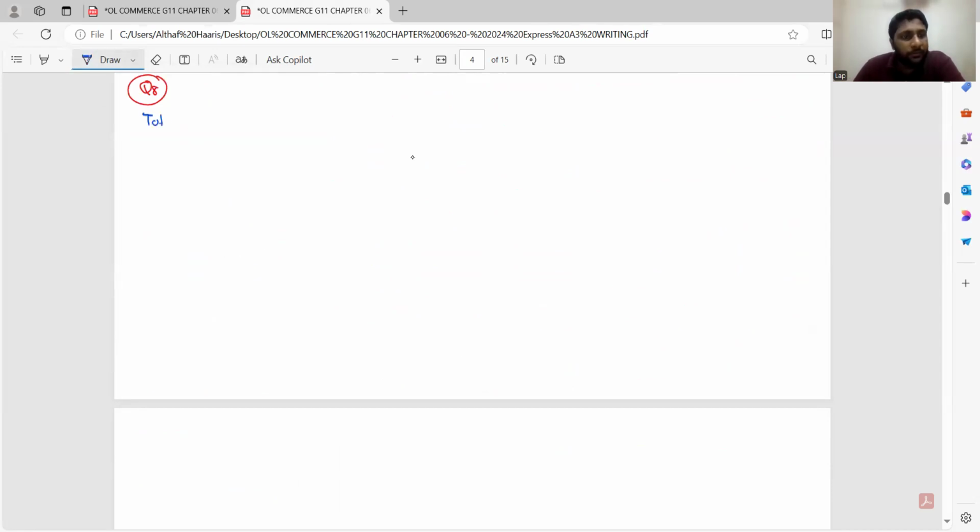Total subscription fees income equals number of members into fees per member.